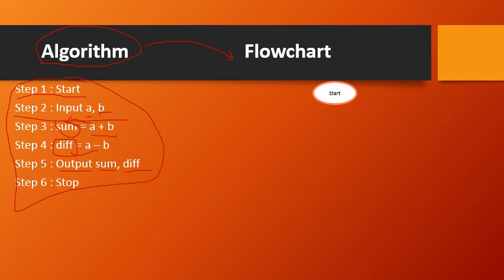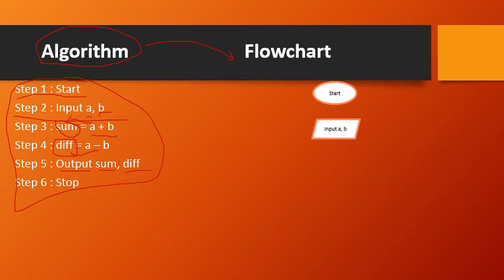Then step 2 is for what purpose? It is for inputting the values. So for input the values, the shape we have studied is a parallelogram. Within this parallelogram if I write input A and B, it indicates that I am reading two values, two numbers A and B, right?